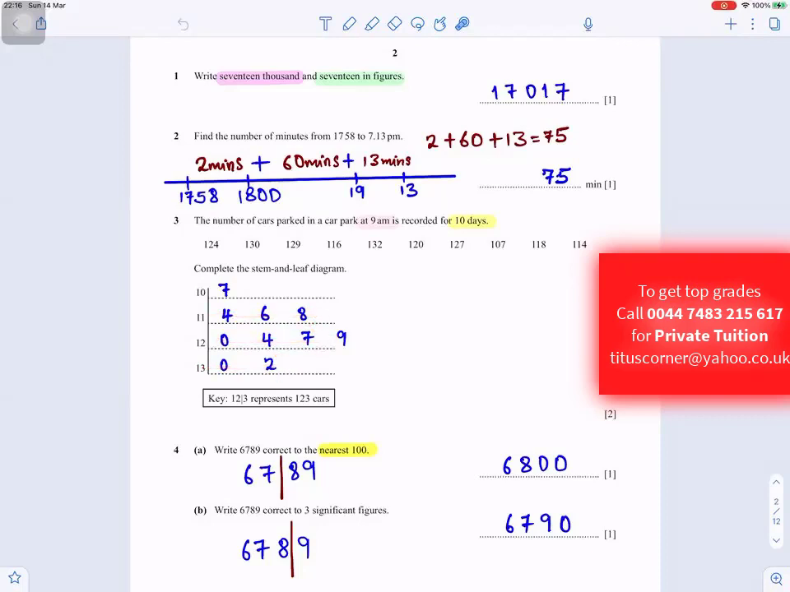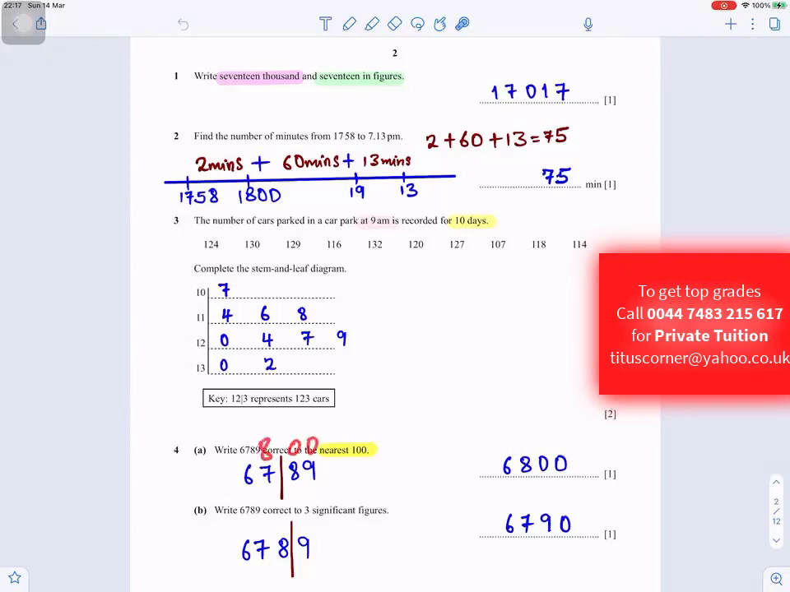Question number 4. Write 6,789 correct to the nearest 100. To the nearest 100, you see the last 2 numbers there, representing the 2 zeros. So that's where you put the line and you look at the number on the right. Is it bigger than 5? Is it 5 or more? Yes, it is 8. You change it to 1 and add it to the 7. So 1 plus 7 is 8. So that would mean 6,800. And you put a 0 there.